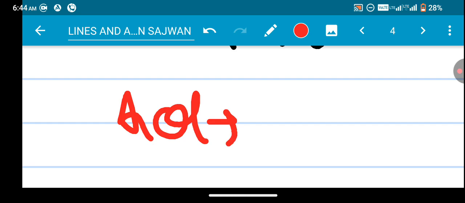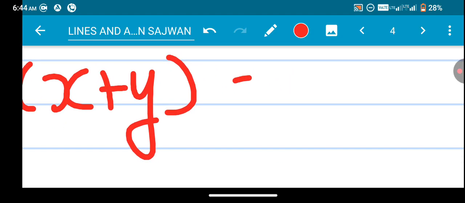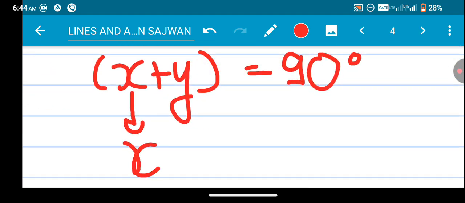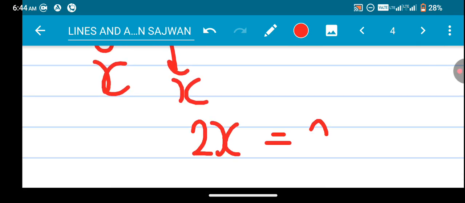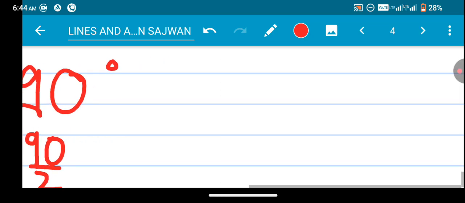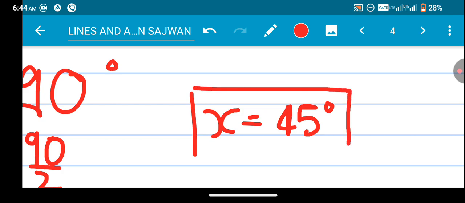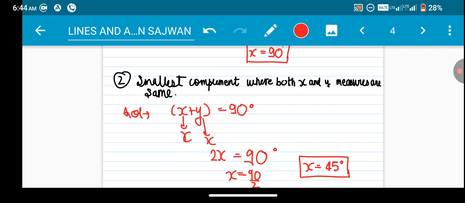What is the solution? X and y are the measures whose sum is 90 degrees. We want them the same, so we will put x as x and y as x only. X plus x, 2x, will be equal to 90 degrees. X will be equal to 90 upon 2, and x will be equal to 45 degrees. This is the answer. Both the angles are 45 degrees.